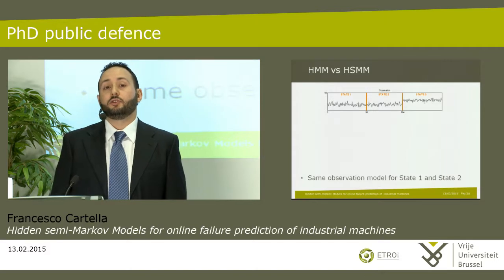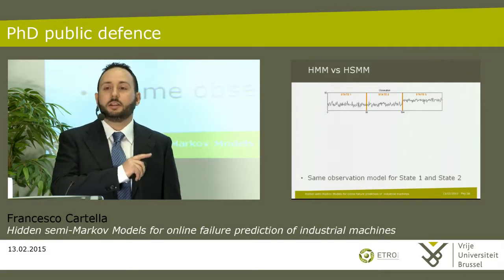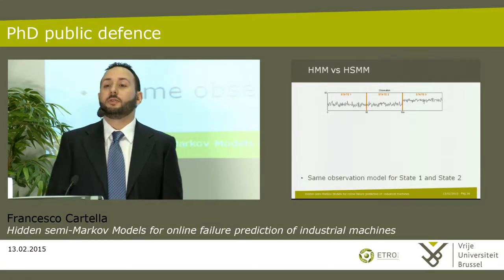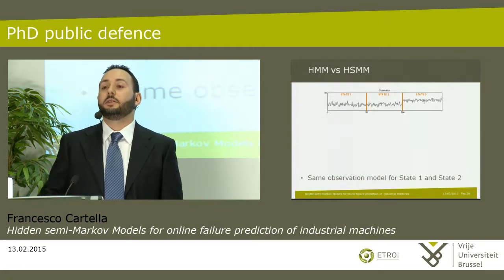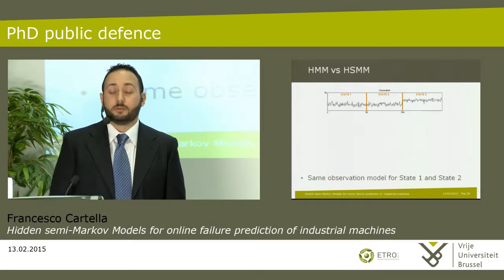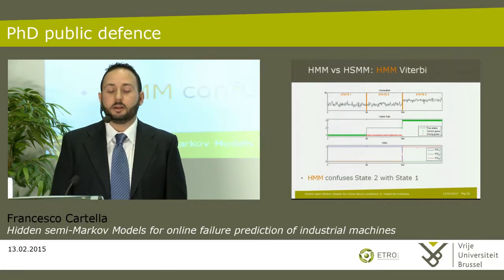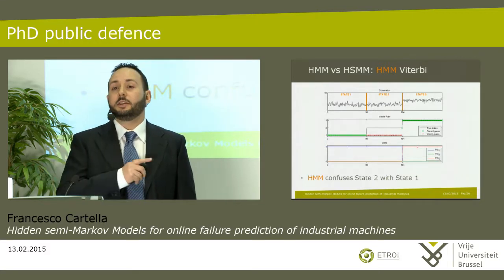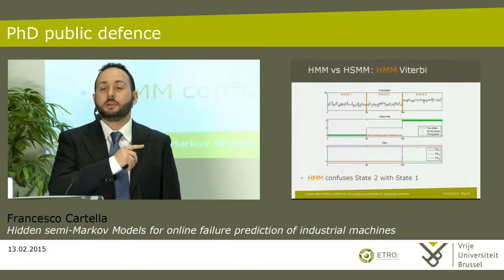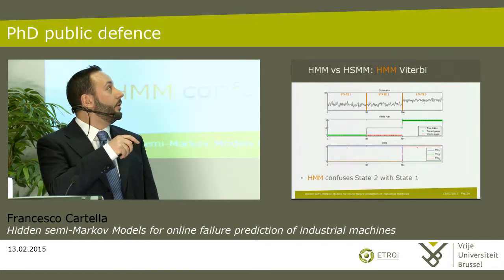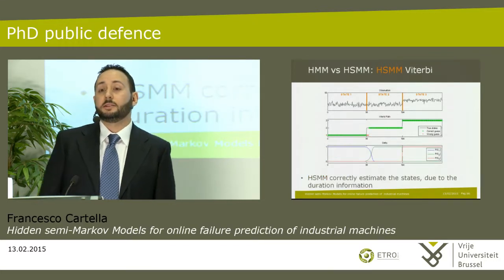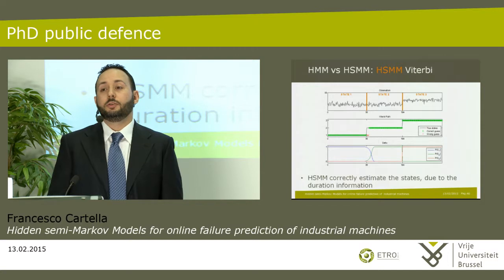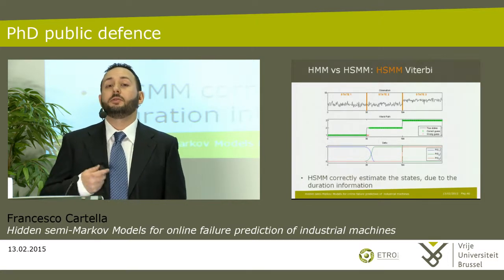And this fact is shown by means of a simple example in which we generated a signal for which, as we can see from this figure, just by looking at the observation, it is not possible to distinguish between state 1 and state 2 because we use the same observation model. And indeed, the Viterbi algorithm, the state recognition algorithm of the hidden Markov model, fails in detecting state 2, which is wrongly confused with state 1, as we can see from the middle plot here. On the other hand, the hidden semi-Markov model, by combining information coming from the observation signal and the state duration, obtains much better performance in discriminating between the states.